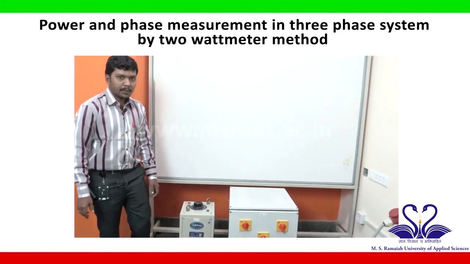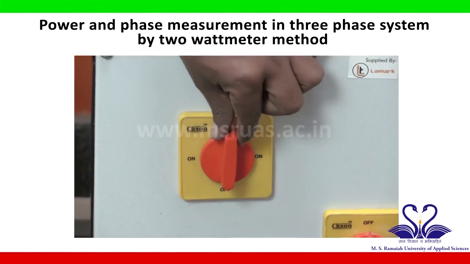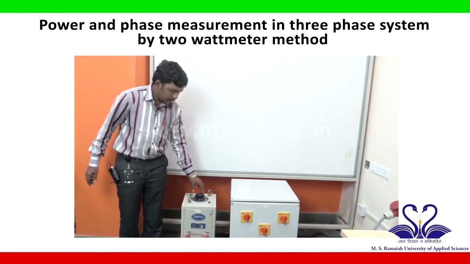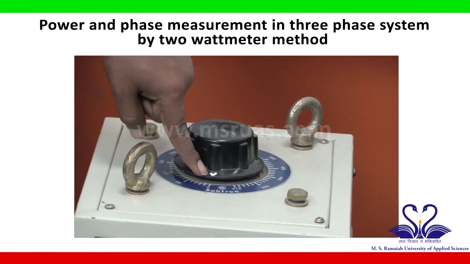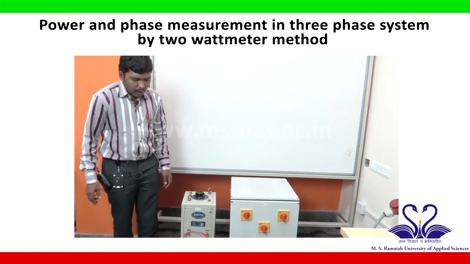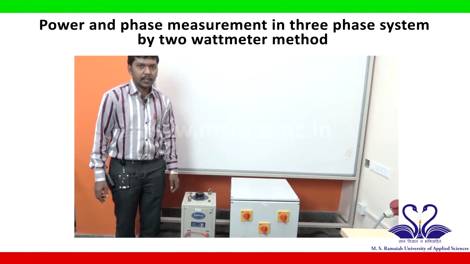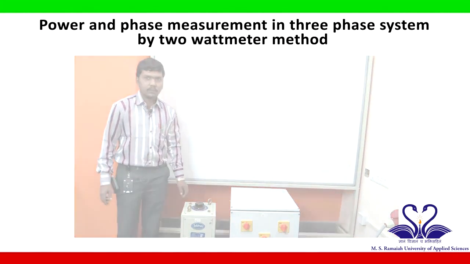Before starting this experiment, make sure that the load is in the switch off position and the variac is in the minimum terminal position, that is 0 position, and while doing this experiment you should not touch any connecting wires because we are working with the 3-phase AC supply. It is more dangerous.